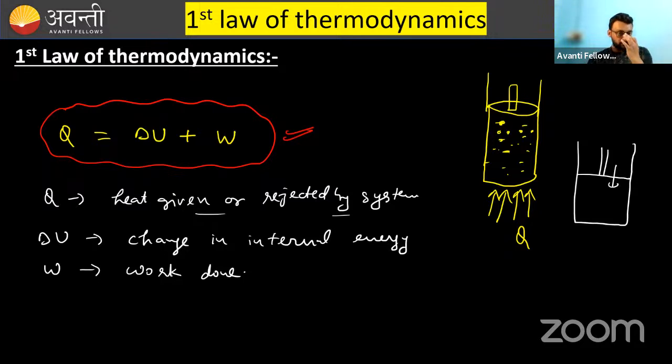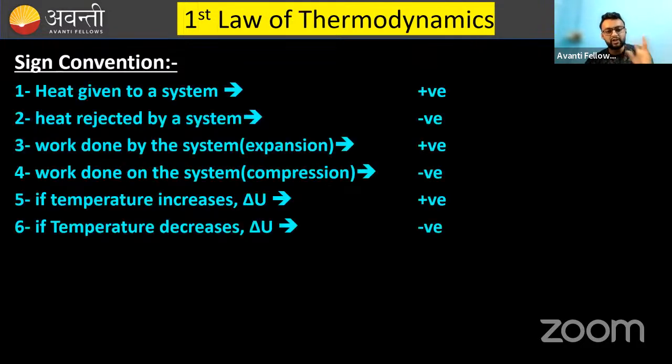Moving further. Now, there is a sign convention for when you should take Q positive and when you should take Q negative. Take a screenshot of this. What it says: heat given to a system is positive. Heat rejected by a system is negative. This is a sign convention.